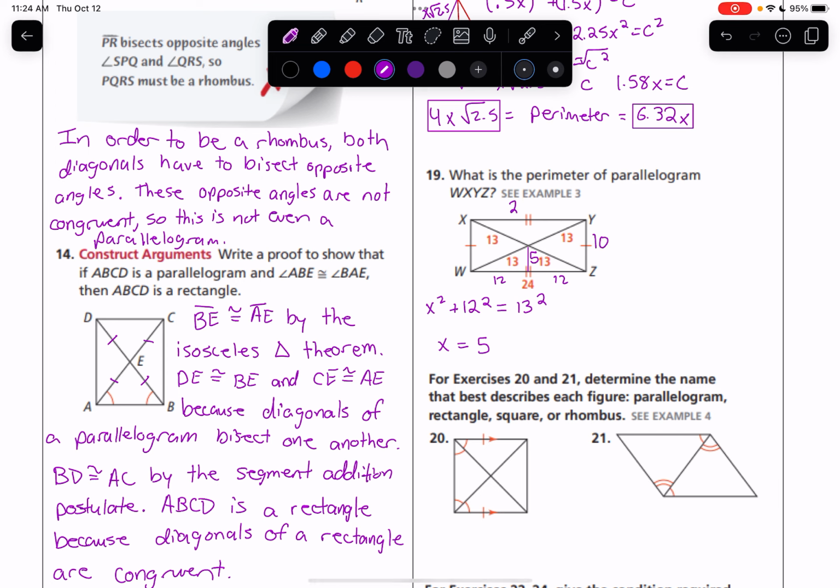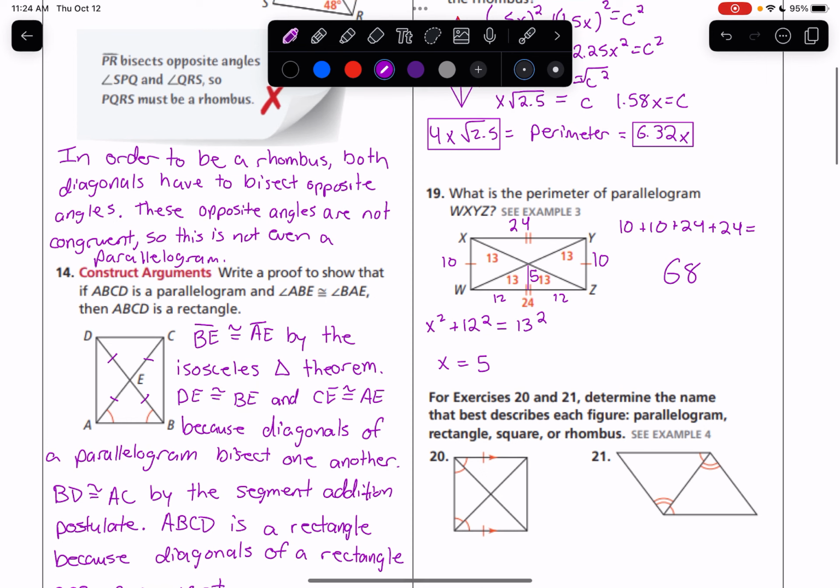So when we add up to find the perimeter, all we have to do is 10 plus 10 plus 24 plus 24, which altogether gives us a perimeter of 68 units. And there we go.